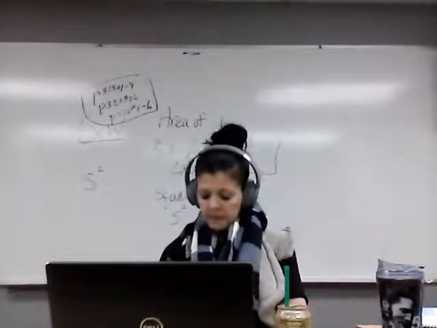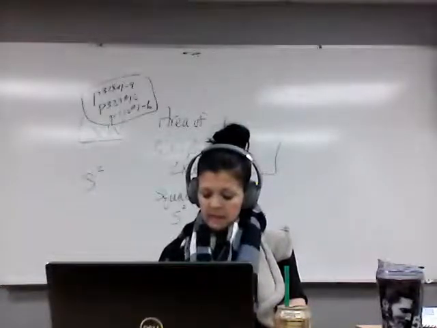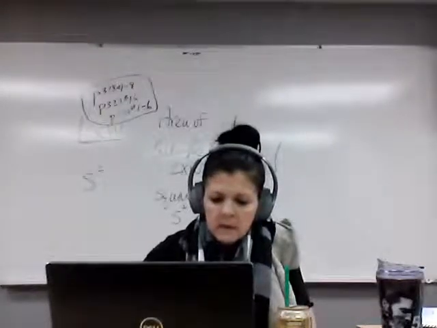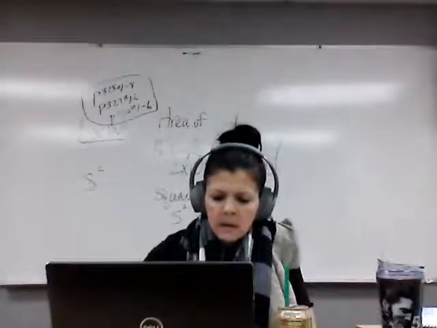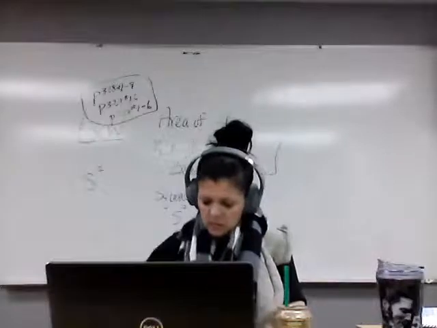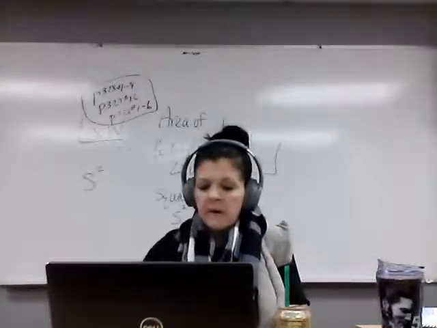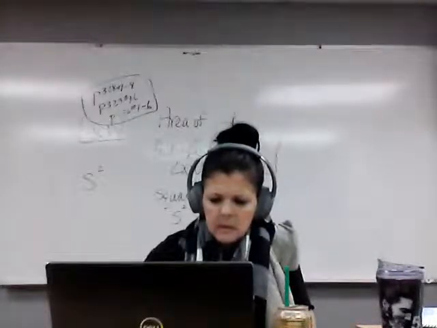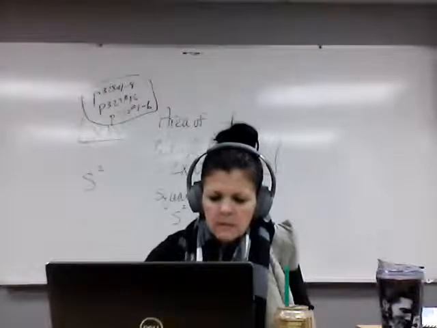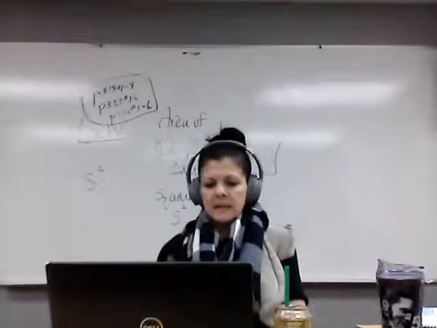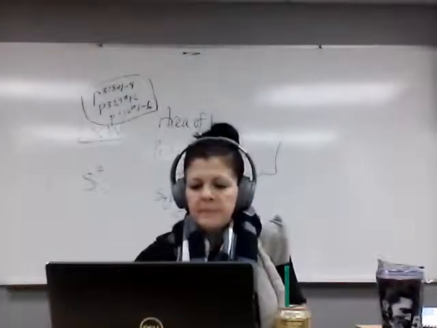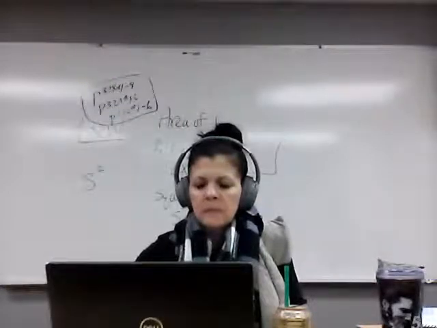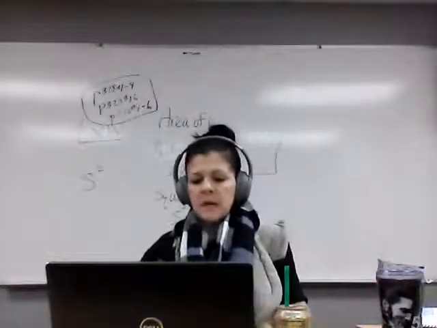What do we get? 1/2. What's my height? Good, good, good. So 1/2 times 21 times, now what's B1 and B2? Very good, 38 plus 18. All right, so first thing you want to do is add 38 and 18. What do you get? All right, 56. What's 1/2 of 56?